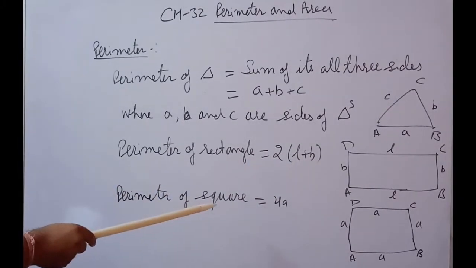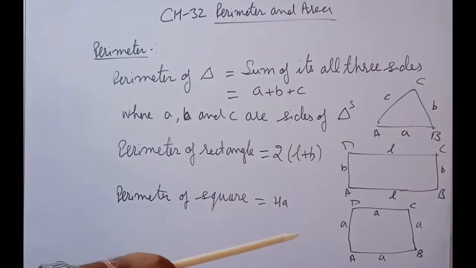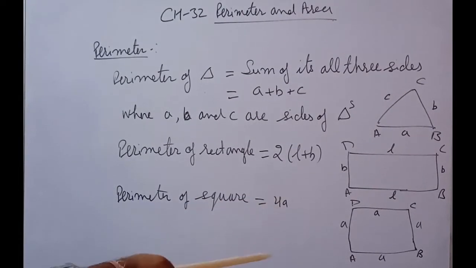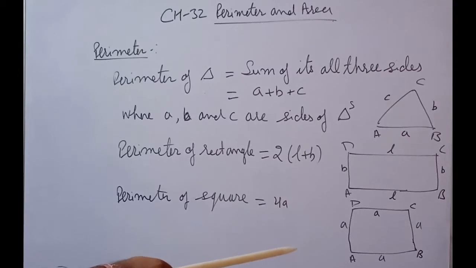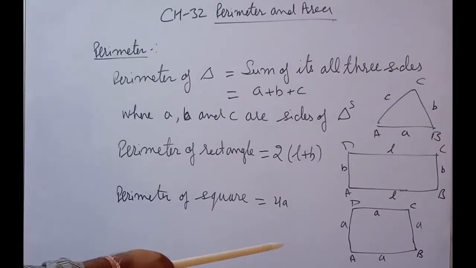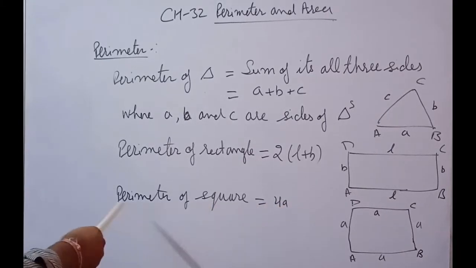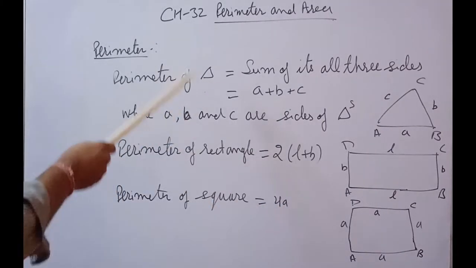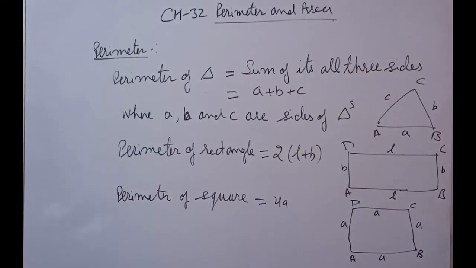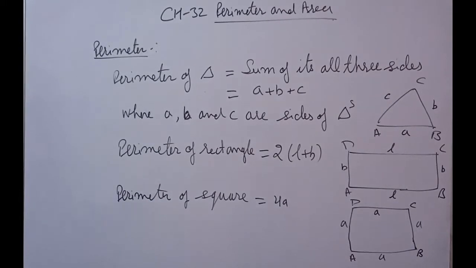Now perimeter of square equal to 4a, as the sides of a square are equal in measure. So ABCD is a square whose sides are a, and the perimeter of square equal to 4a. So with the help of these formulae, you will do the sums of exercise 32A.